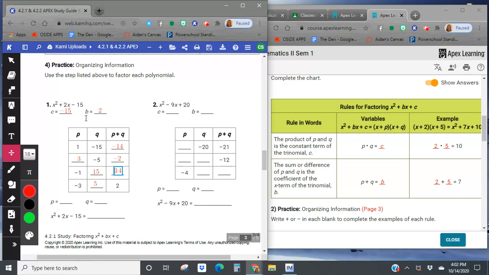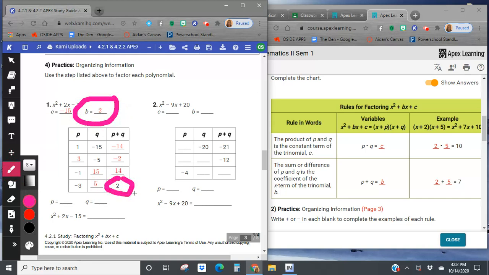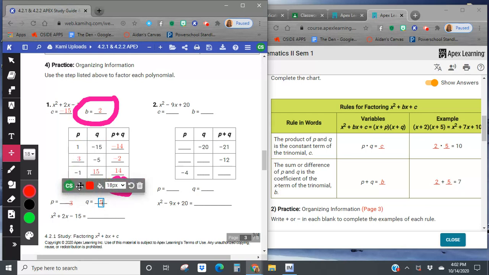Which of these equals the b that I want? Here it is right here. So my factor pairs are -3 and +5. And so therefore, my factors are x minus 3 and x plus 5.